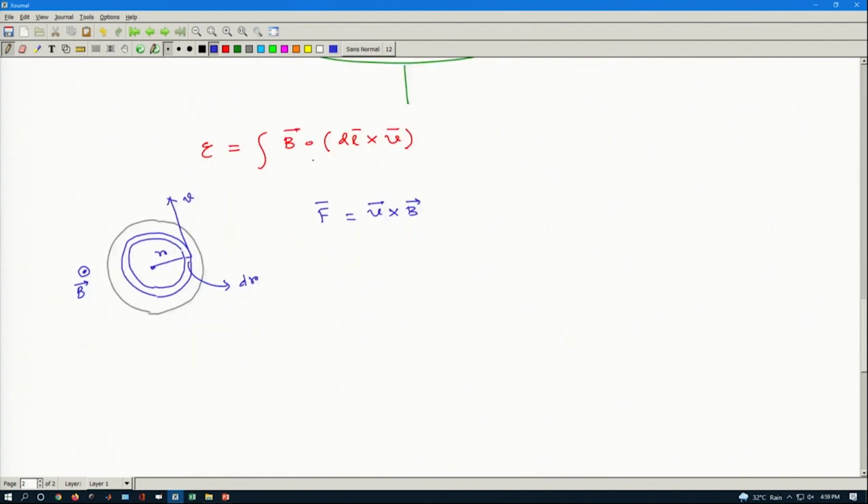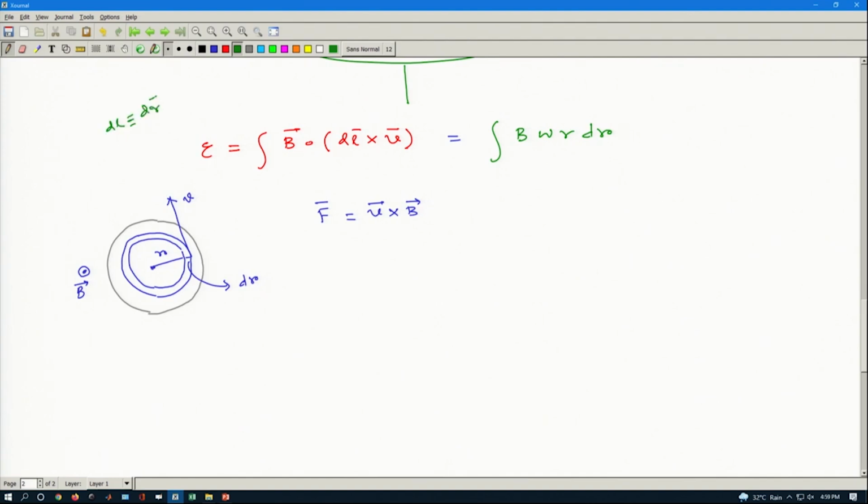Anyway, we already have the expression of this EMF. So, from here we can readily calculate. Here dl is nothing but this dr, and they are perpendicular to each other, and B is also perpendicular to the disk. So, this expression simply gives us the integration of B omega r dr. Omega is the angular speed, and I can replace this V with omega r, and dl is equivalent to dr.